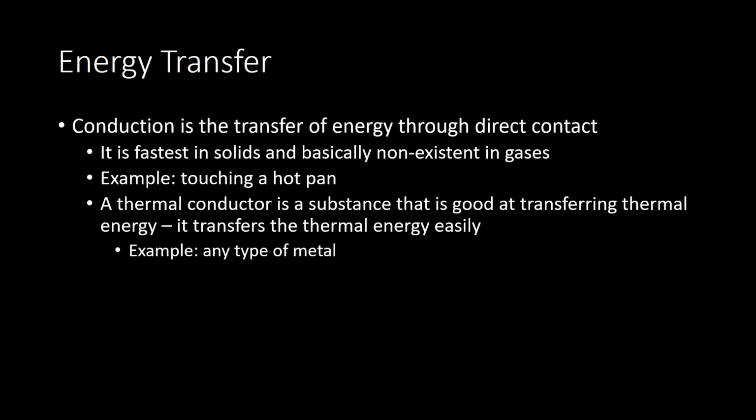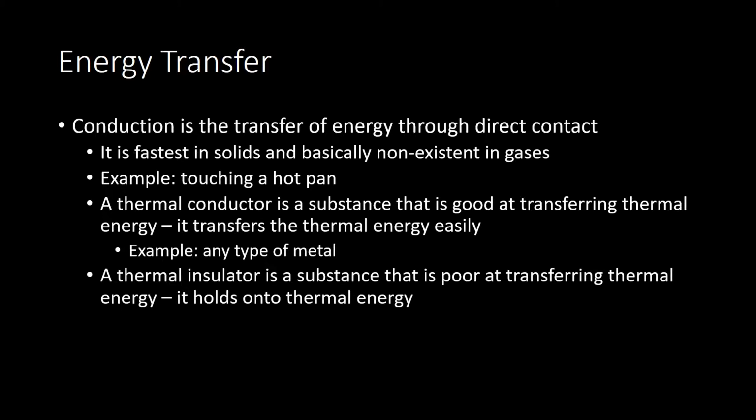Examples of thermal conductors are pretty much any kind of metal, because we know that metals heat up and cool down very quickly. A thermal insulator is a substance that is poor at transferring thermal energy. It holds on to its thermal energy, so it doesn't change temperatures very quickly. When you touch it, it doesn't necessarily immediately feel hot or cold because it takes a while for that heat energy to transfer between your body and that object. So examples include things like rubbers, plastics, wood, air, things that you don't necessarily immediately notice a temperature change with.